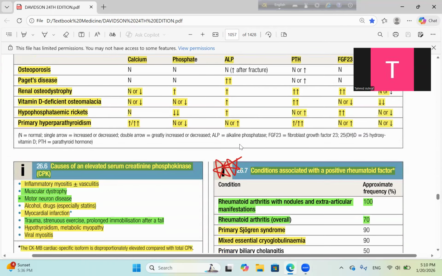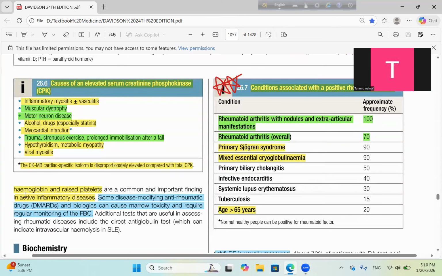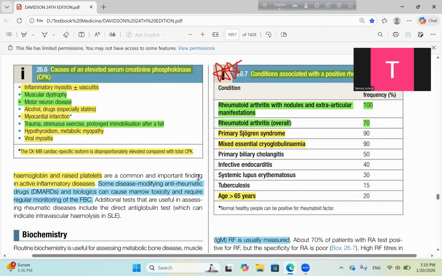Then reduced levels of hemoglobin and raised platelets are a common and important finding in active inflammatory disease. So in active inflammatory diseases, hemoglobin is reduced. So you will find anemia, and that will be normocytic normochromic anemia typically, and raised platelets. So in active inflammatory diseases, hemoglobin is reduced and platelet count is increased, or there is thrombocytosis.